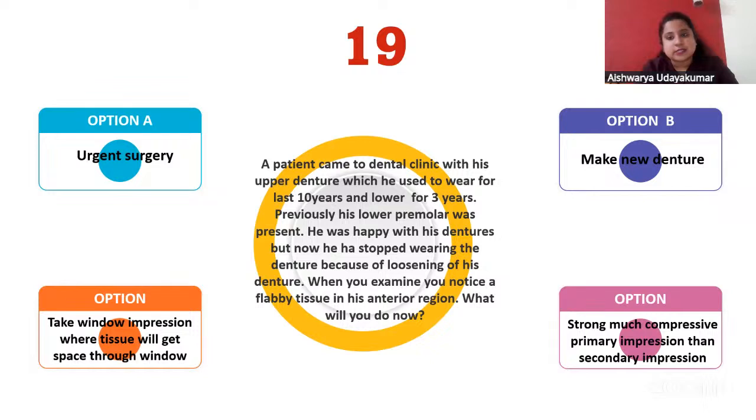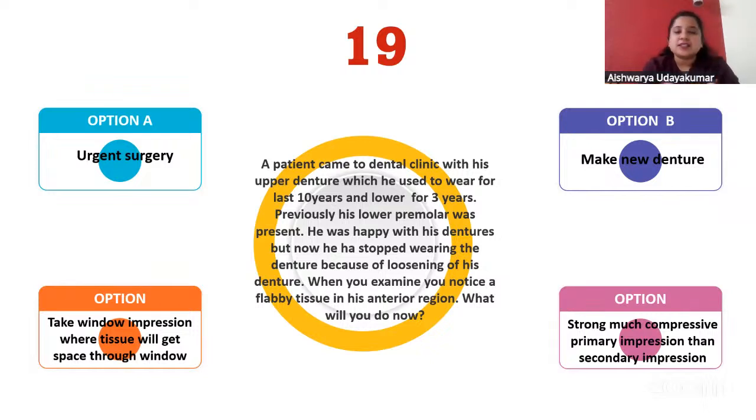Option A, urgent surgery. Option B, make a new denture. Make a new denture means you're again providing a denture, not caring about the flabby tissue. Take a window impression, where the tissue will get space through a window. Strong compressive primary impression then secondary impression. Now, for a flabby tissue, giving a compressive impression won't help. Just like, remember this hand, when we press it, it's pressed. When you remove, it comes back. That is the same effect of a flabby tissue.